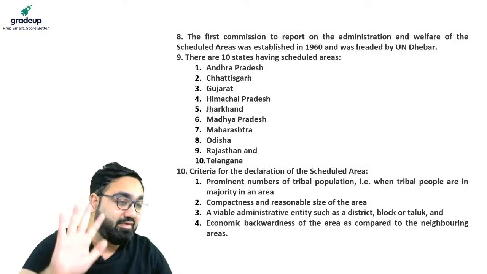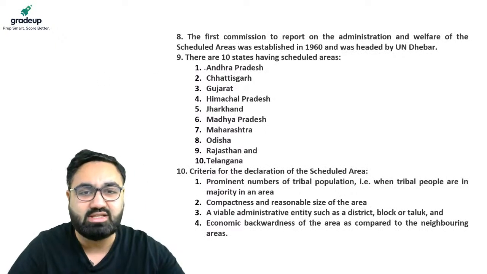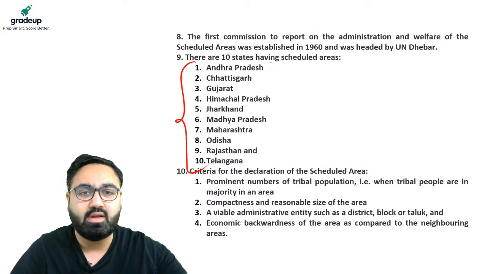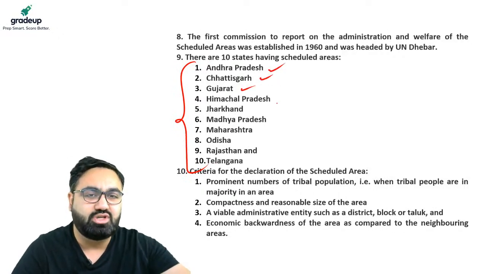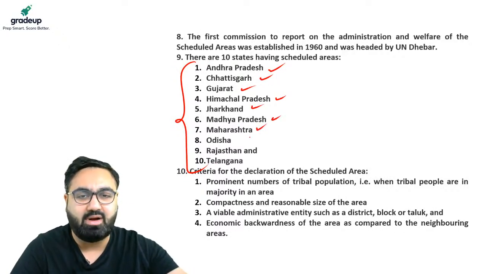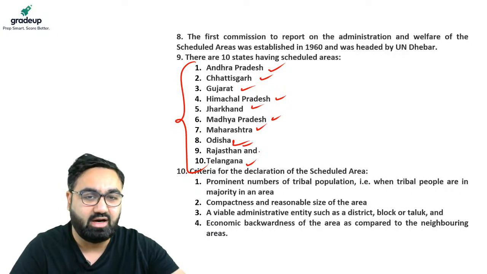As I said, in the fifth schedule, there are 10 states in all. These are the 10 states in the fifth schedule: Andhra Pradesh, Chhattisgarh, Gujarat, Himachal, Jharkhand, Madhya Pradesh, Maharashtra, Odisha, Rajasthan and Telangana.